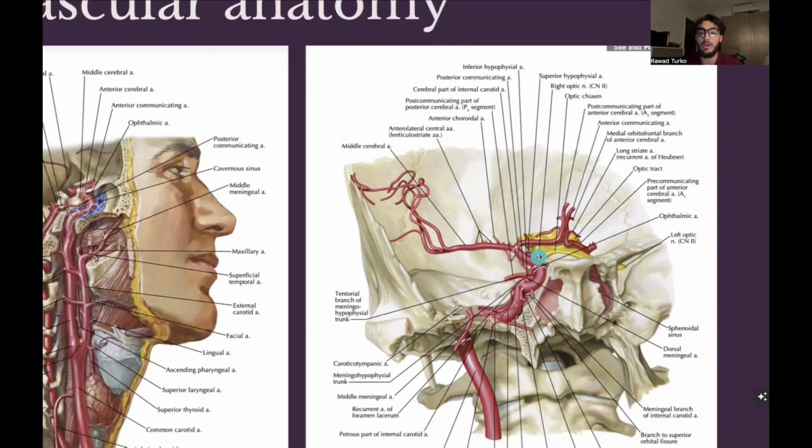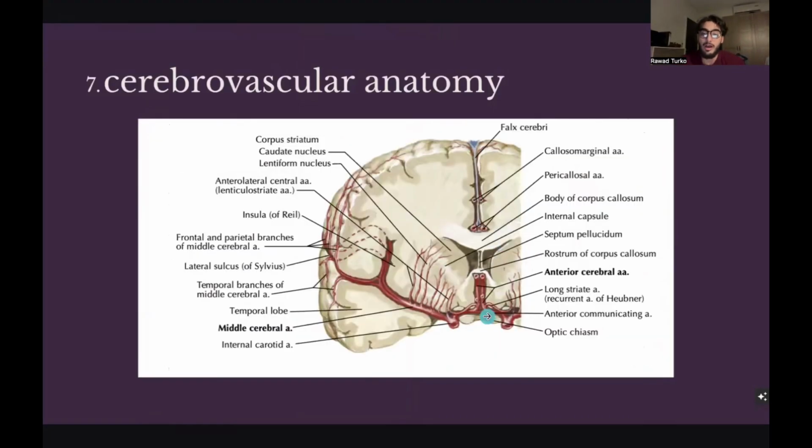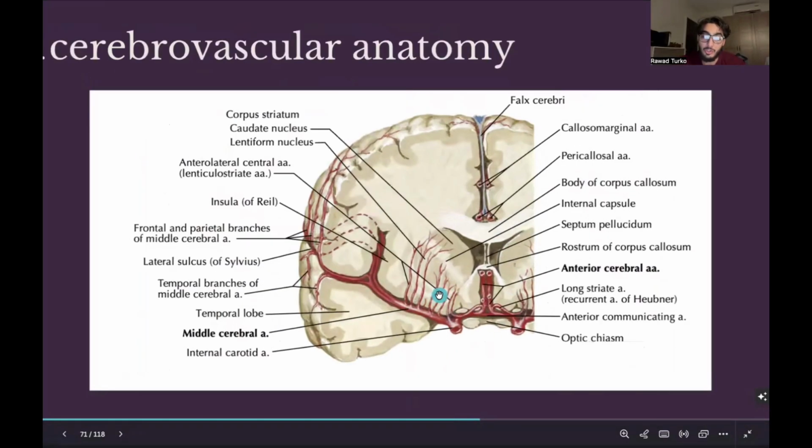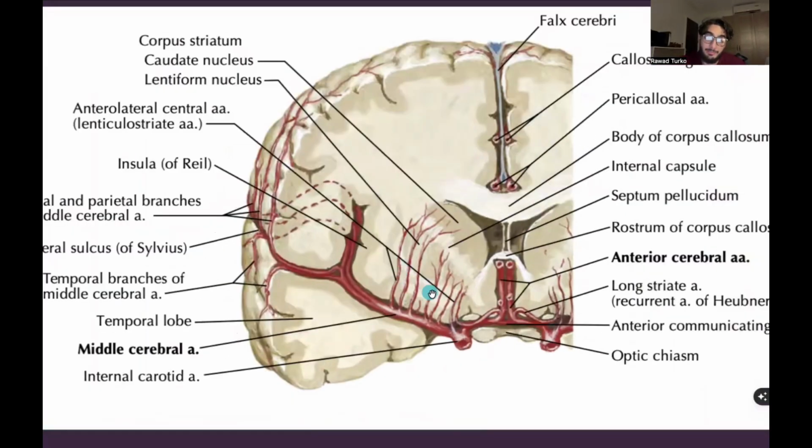Okay. All right. Again, this is a clearer picture. So these are the lenticulostriate arteries. You'll see here, what exactly does it look like they're supplying? They're supplying a lot of these structures in the internal capsule. Again, this is the internal capsule here. This would be the caudate nucleus, which is part of the basal ganglia. We'll talk about it soon. And these are the arteries that are supplying this internal capsule.